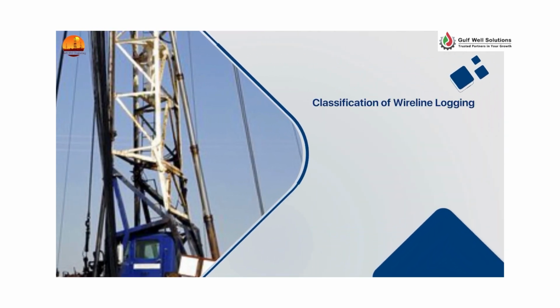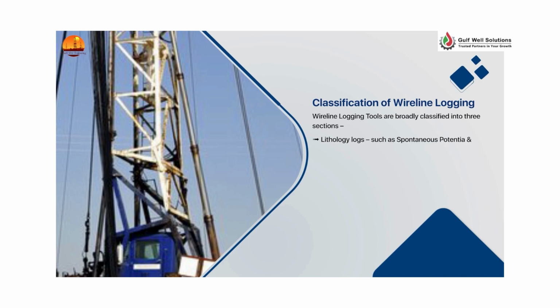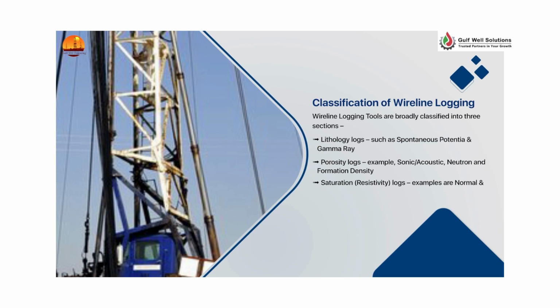Classification of wireline logging. Wireline logging tools are broadly classified into 3 sections. Lithology logs, such as spontaneous potential and gamma ray. Porosity logs, for example, sonic/acoustic, neutron, and formation density. Saturation, resistivity logs, examples are normal and lateral devices, ladder logs, induction logs.